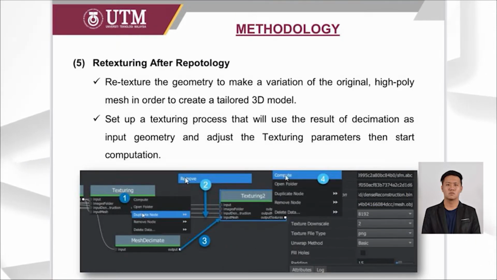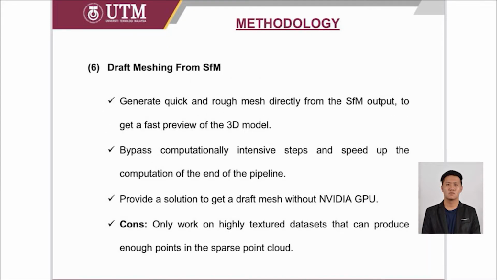After that is about the retexturing after retopology. Retexture the geometry to make a variation of the original high poly mesh in order to create a tailored 3D model. Set up a texturing process that will use the result of decimation as input geometry, adjust the texturing parameters, and then start the computation.